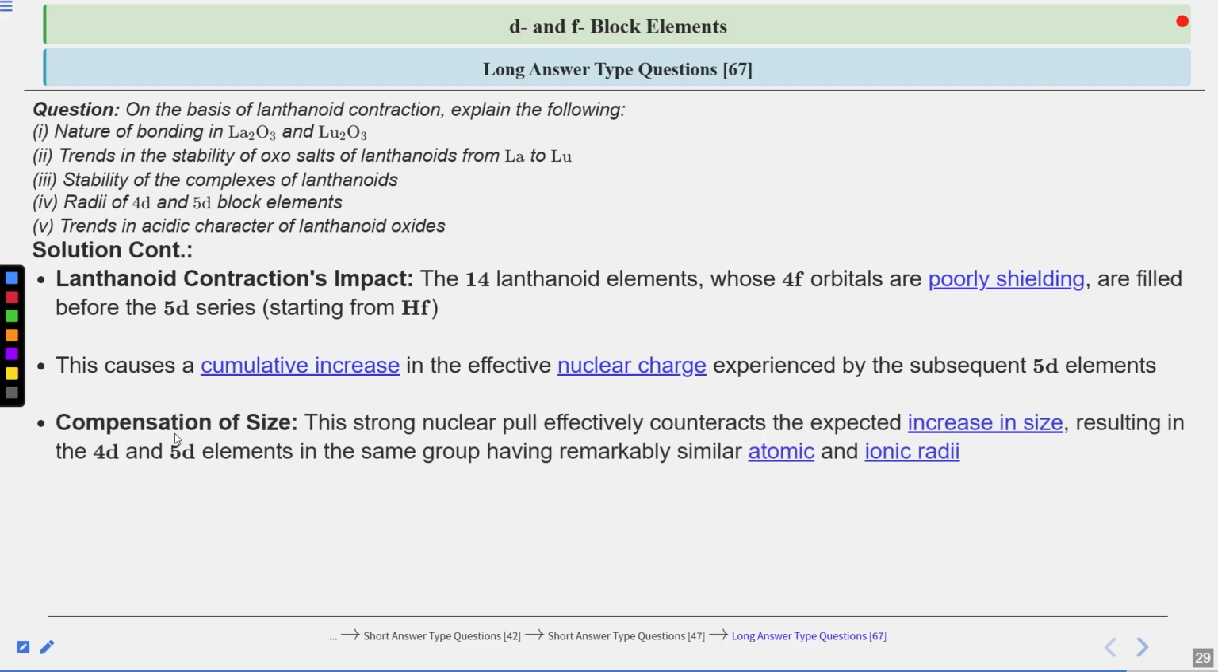And compensation of size. This strong nuclear pull effectively counteracts the expected increase in size, because we were expecting that 5D elements would increase in size, but this nuclear pull increase due to the lanthanoid contraction counteracts the expected increase in the size of the 5D elements, resulting in the 4D and 5D elements in the same group having remarkably similar atomic and ionic radii. Their radii will become identical.